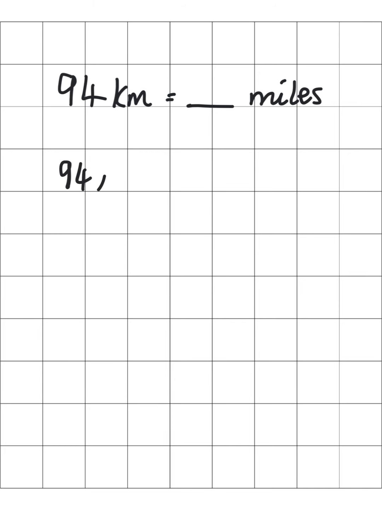Next example. 94 kilometers equals how many miles? So we get our 94 and we multiply it by 0.5 first. That's going to give us half of 94. It's a 2-digit number, so we need 2 squares before our decimal point.